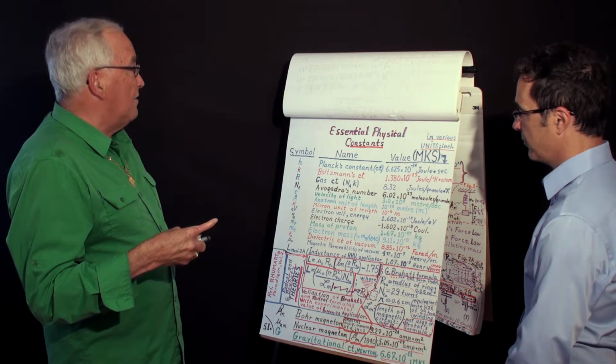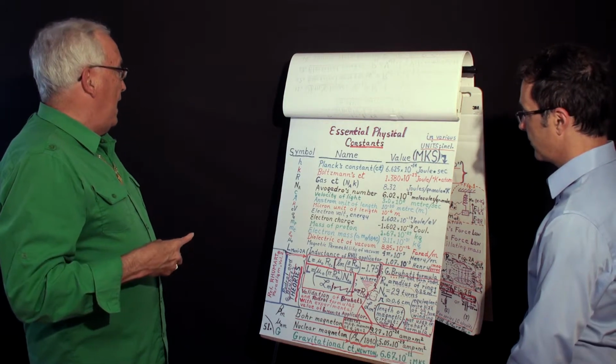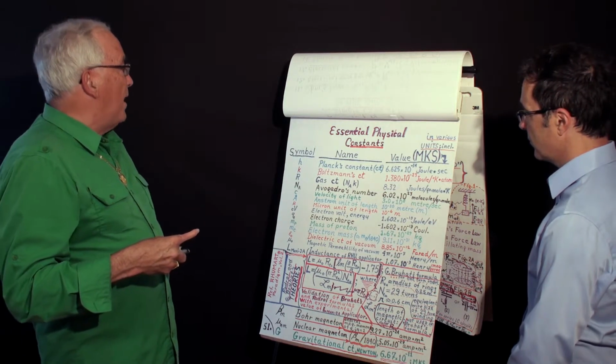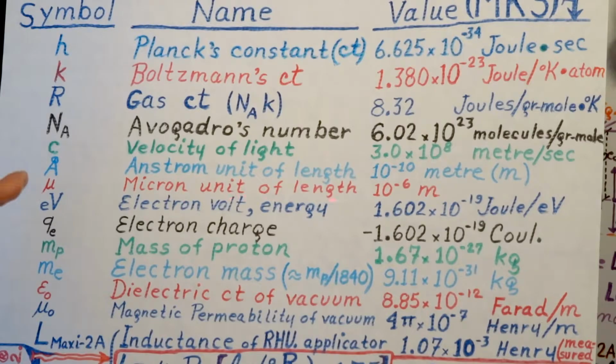Because the basic units are meter, kilogram, second. But this is a very small unit. Mu is used for micron, a unit of length, about the size of one cell, or of many cells that are spherical.